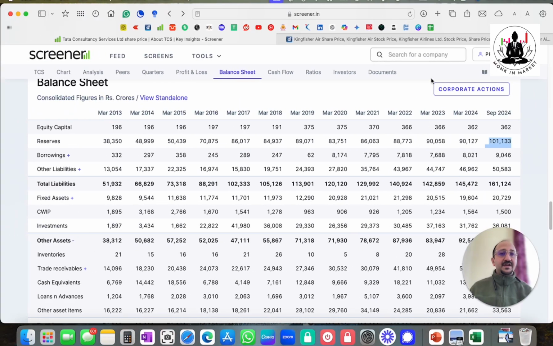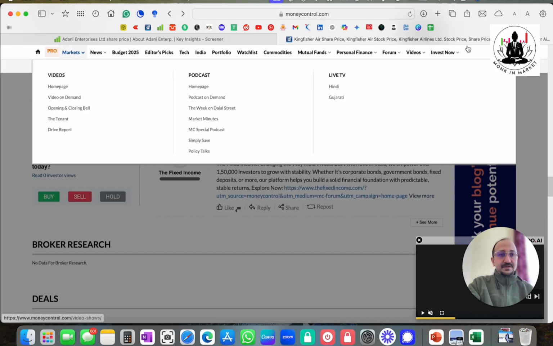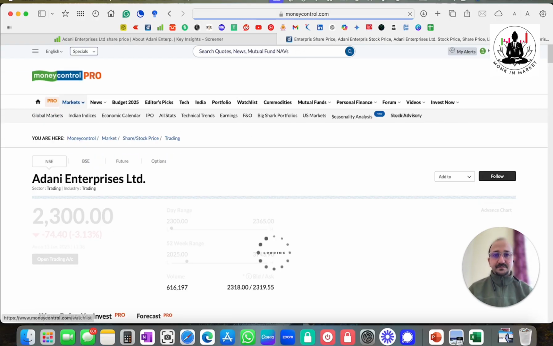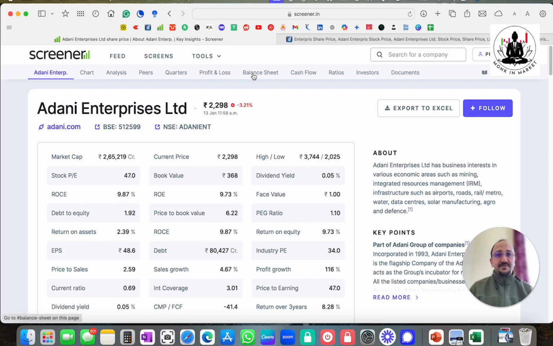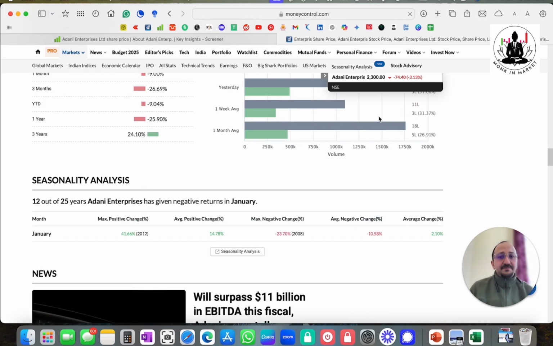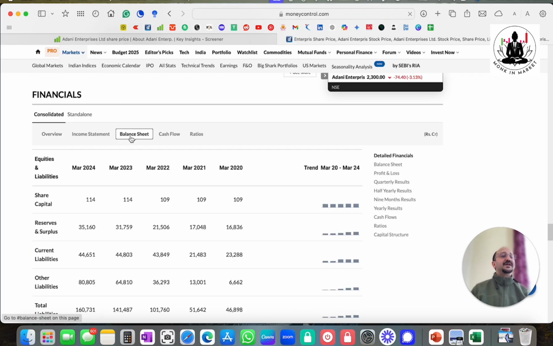Let me give you one more example over here, guys. Adani Enterprise. Why am I giving you the example of Adani Enterprise? Because I wanted to say that in infrastructure companies and in real estate companies, the debt portion would always be high, because no infrastructure can be created without taking loans. To create highways, big buildings, seaports, or railway stations, you need a lot of money.